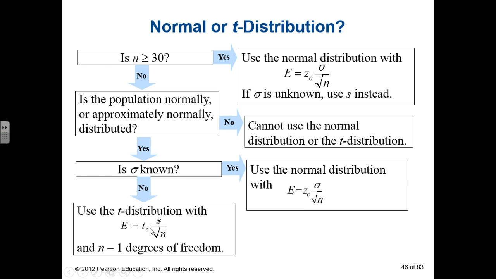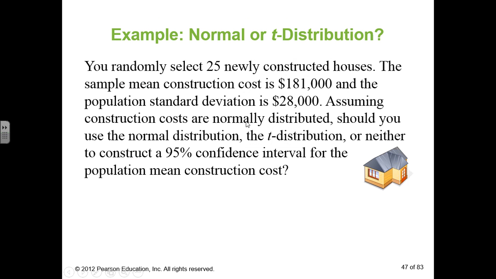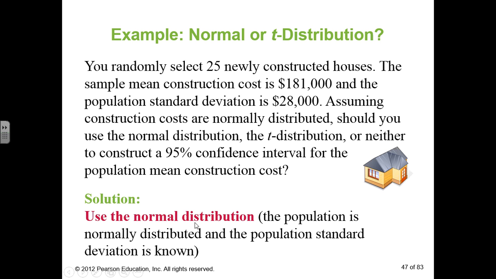It's the t-distribution. Let's decide if this is a normal distribution, a t-distribution, or neither. 25 homes, okay, question 1, is the sample size greater than 30? No. So then we've got to ask ourselves, is the distribution normally distributed? Yes, assuming construction costs are normally distributed. So now we have to ask ourselves, is the population standard deviation known? Yes, it is. It says the population standard deviation is 28,000. So then our answer is the normal distribution.